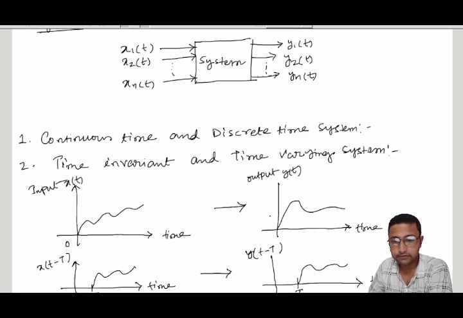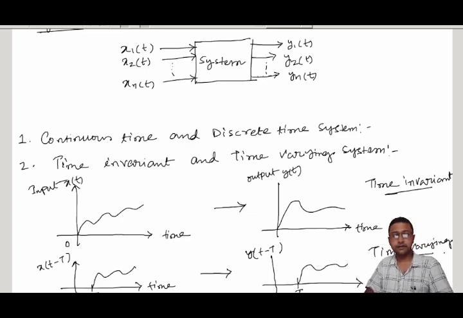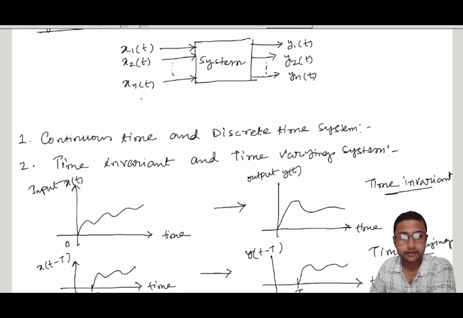So the first figure is time invariant, whereas the second figure is time varying. This is basically the difference between time invariant system and time varying system.